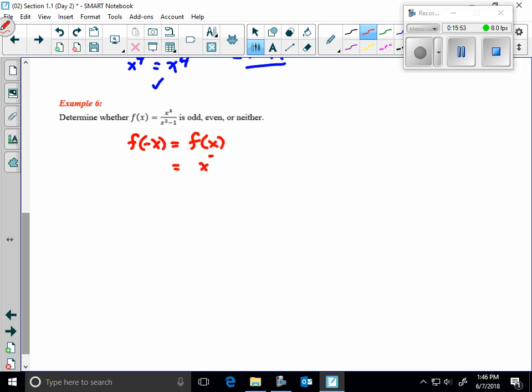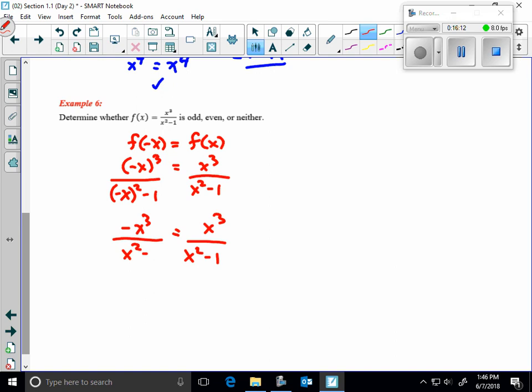Okay, so I have x cubed over x squared minus 1. If I plug a negative x in and simplify, nothing's going to change over here on the right. Over here, I'm going to get negative x cubed over x squared minus 1. Right there, they're not equal, therefore it's not even.